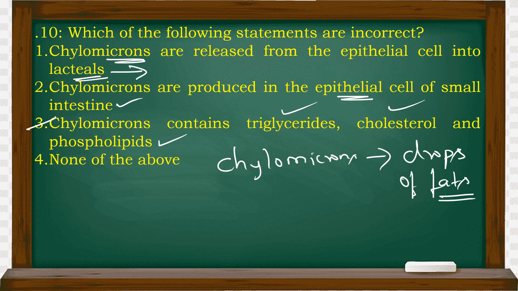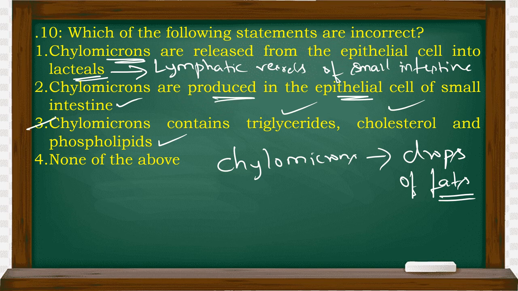So where are these lacteals? Lacteals are nothing but the lymphatic vessels of the small intestine. So these chylomicrons are released from the epithelial cells of the small intestine into the lymphatic vessels. Obviously, the small intestine is the region which is producing the chylomicron, and it is being released into the lymphatic vessels or the lymphatic system of the body. So option number 1, option number 2, option number 3, all are correct. And option number 4, which says none of the above, is the wrong answer for this question.